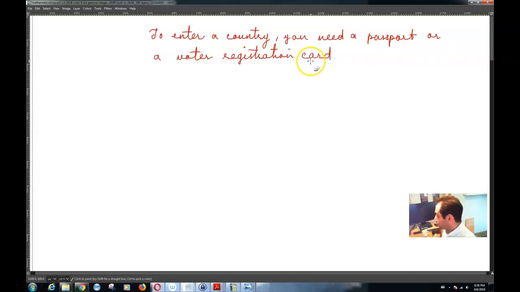Here you can see that the or that we have used over here is an inclusive or, because if you have the passport, you can enter the country. If you have the voter registration card, you can enter the country. If you have both of them, you can still enter the country. So this is an inclusive or.